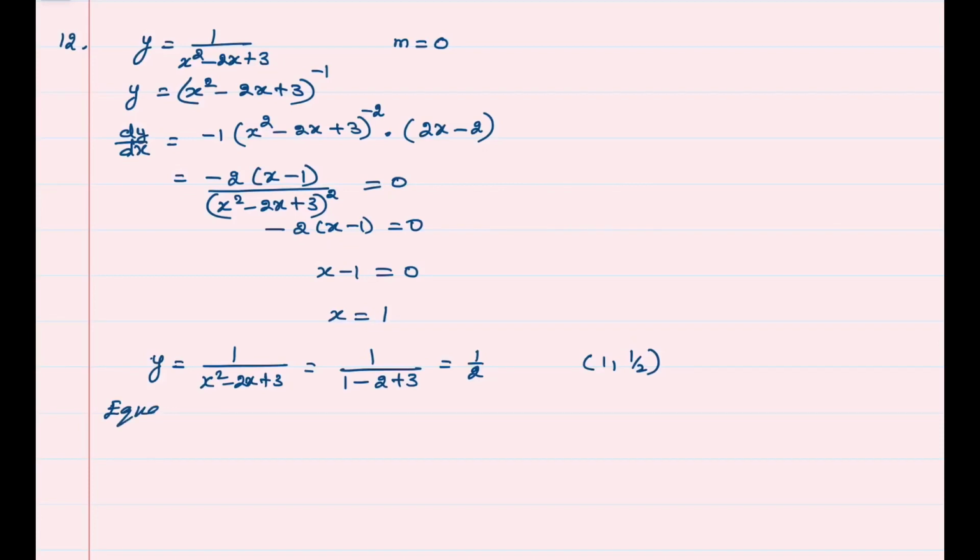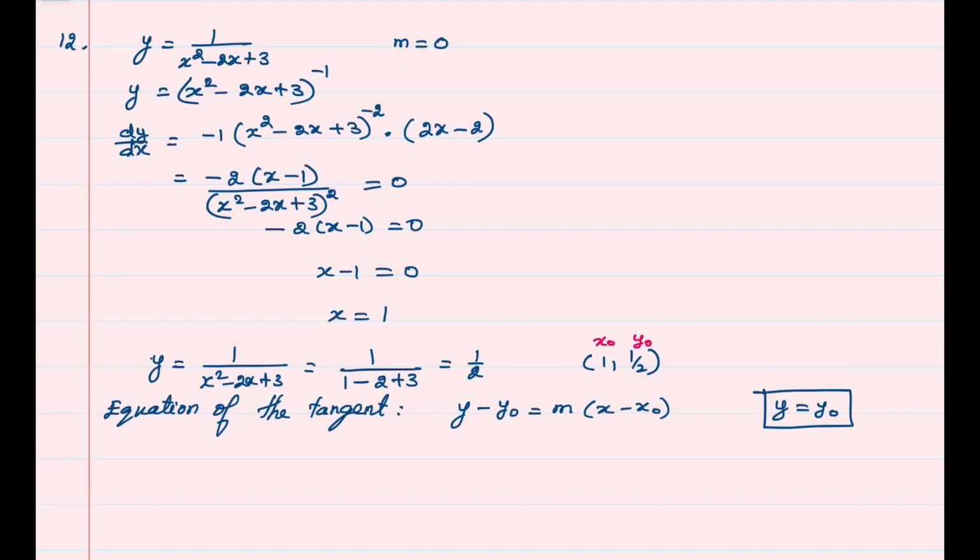Now we will write the equation of the tangent. The formula is y minus y0 equal to m times x minus x0, where x0, y0 is this point and slope is given as 0. That means the tangent will be parallel to x-axis. Since it is parallel to x-axis, the equation will be of the form y equal to y0. So directly we can use this formula also.